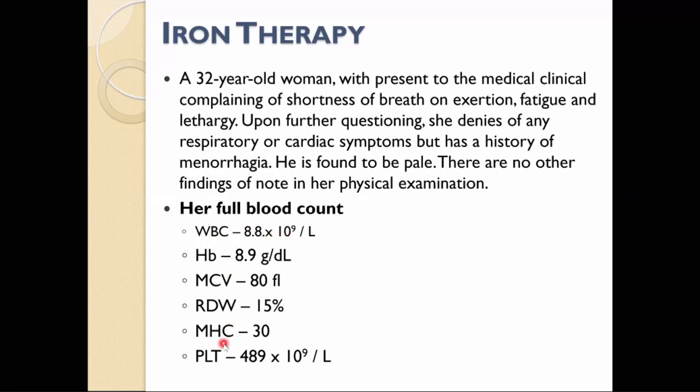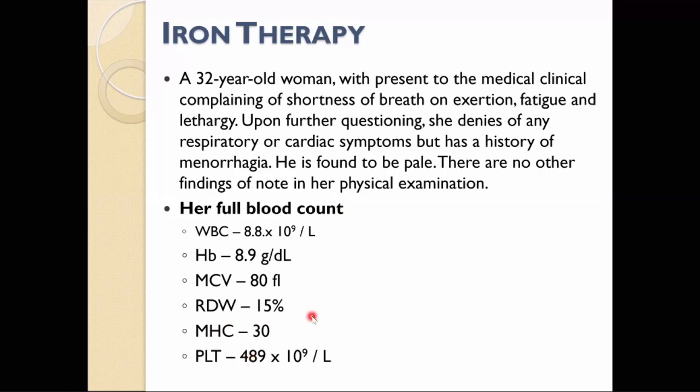And what can you see in her full blood count? Her hemoglobin is low, and the MCV is on the lower side. Red cell distribution width is on the higher side. MCH is also in the lower range. And the platelet count? Yes, that is high. So because she is bleeding, there is a reactionary thrombocytosis.